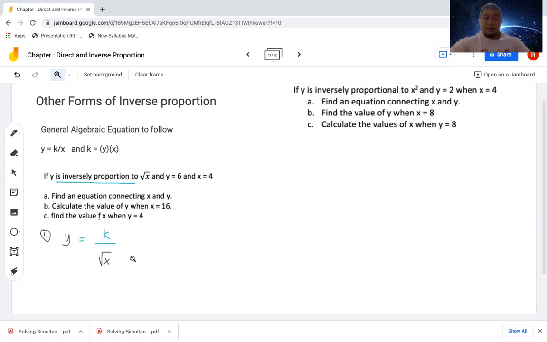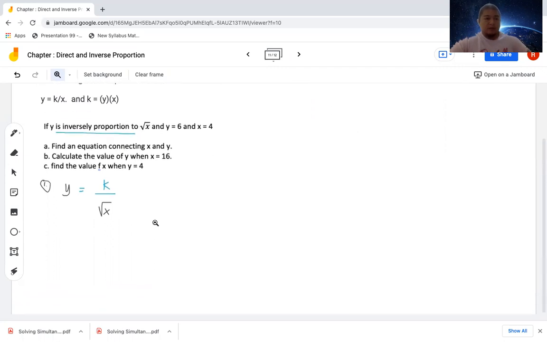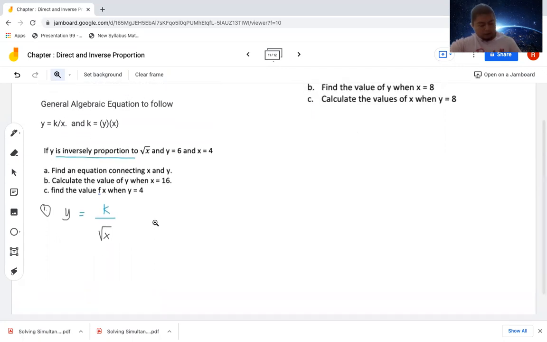All right, so you will see that in this case, I put the y in here, and this statement "is inversely proportional to" refers to this part of the fraction of the equation. And then I just plug in the square root of x. In this procedure, all you need to do is follow the steps that we had been doing since direct proportion. Number one is write the basic equation. Number two is to find the value of k.